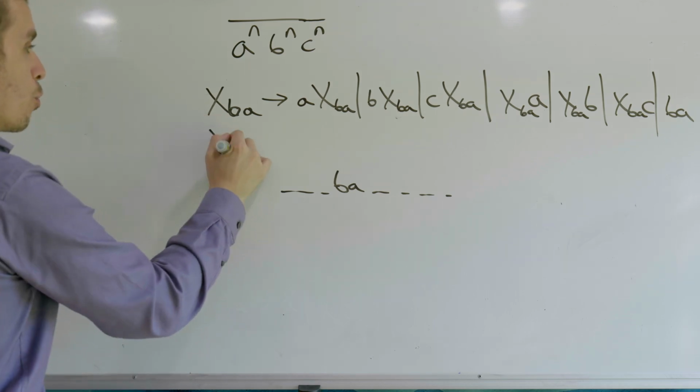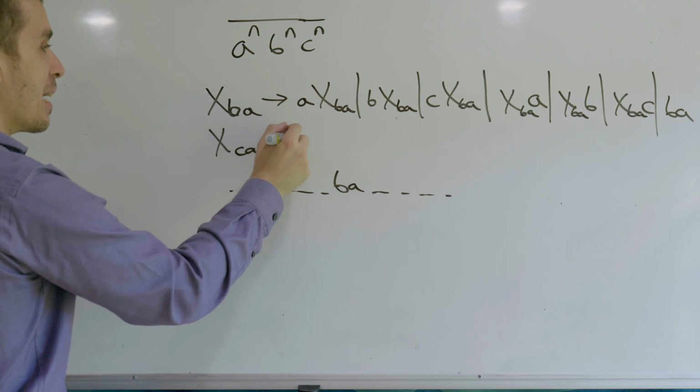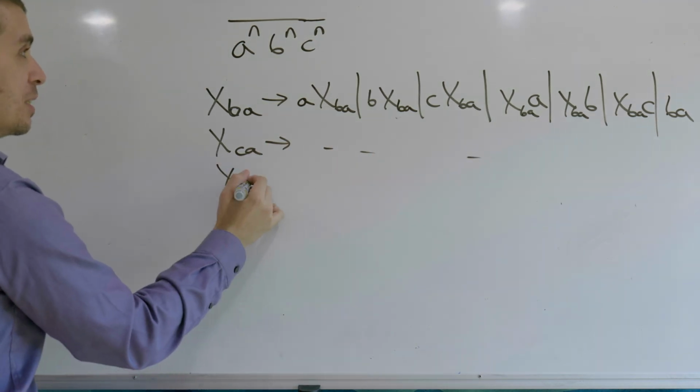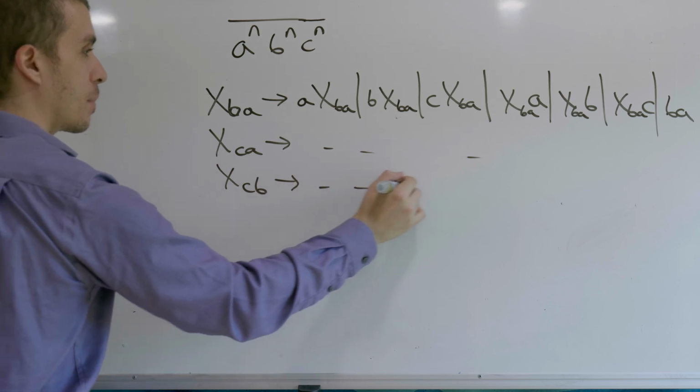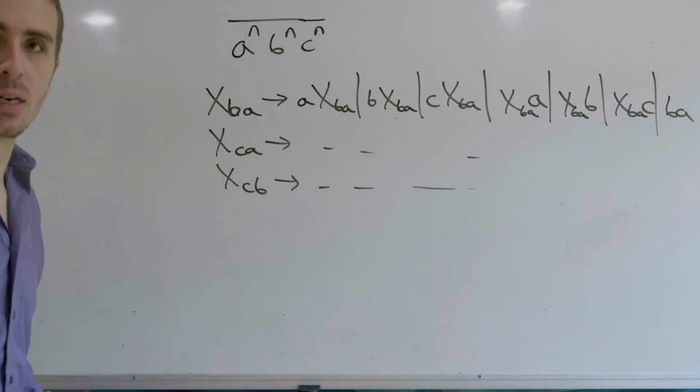Now we could, in principle, do the exact same thing for CA and do a similar type thing. And of course, we need to do a similar thing for CB. So I'm not going to write these down, but I'm assuming that these three variables exist.